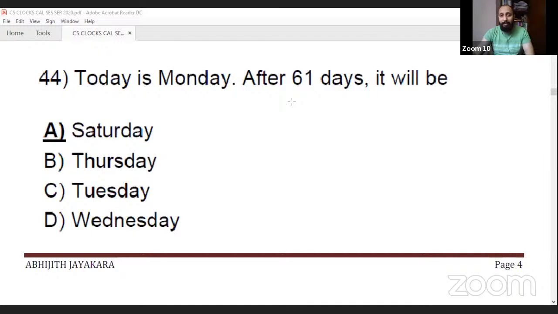Today is Monday. After 61 days, it will be what? So again, we are doing the same thing. We are dividing by 7 here. 61 divided by 7. What is the remainder?